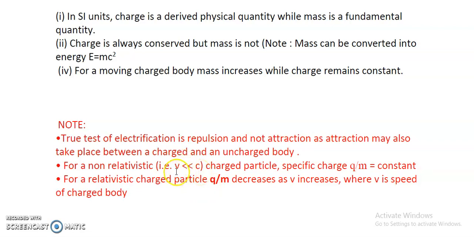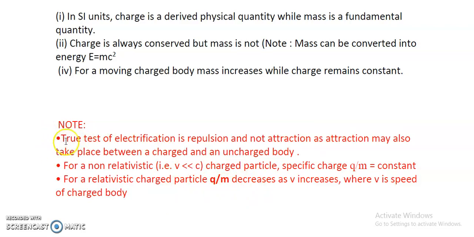In that case, q/m will decrease as the velocity of the charged particle increases, because the mass of the charged particle will change. So this is the case where we can see the charge is always conserved, the charge on the body never changes, but mass may change. So this is the explanation.